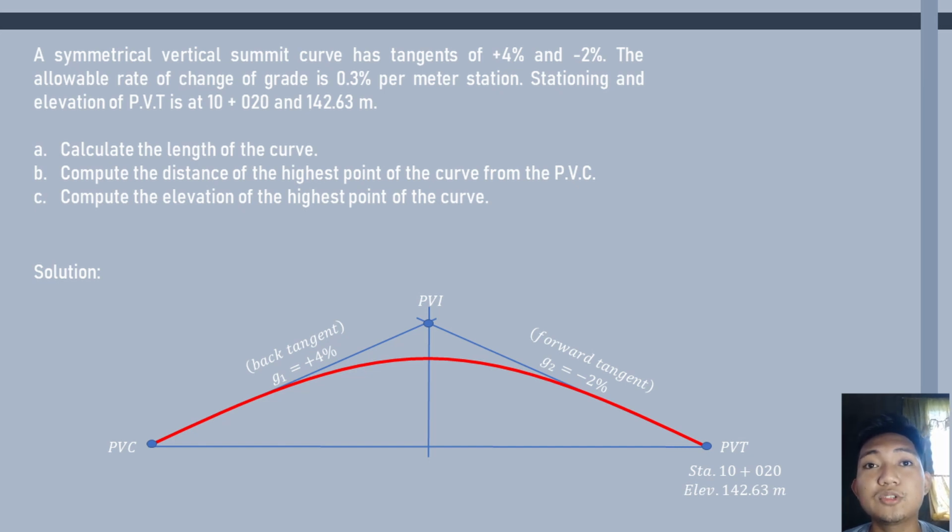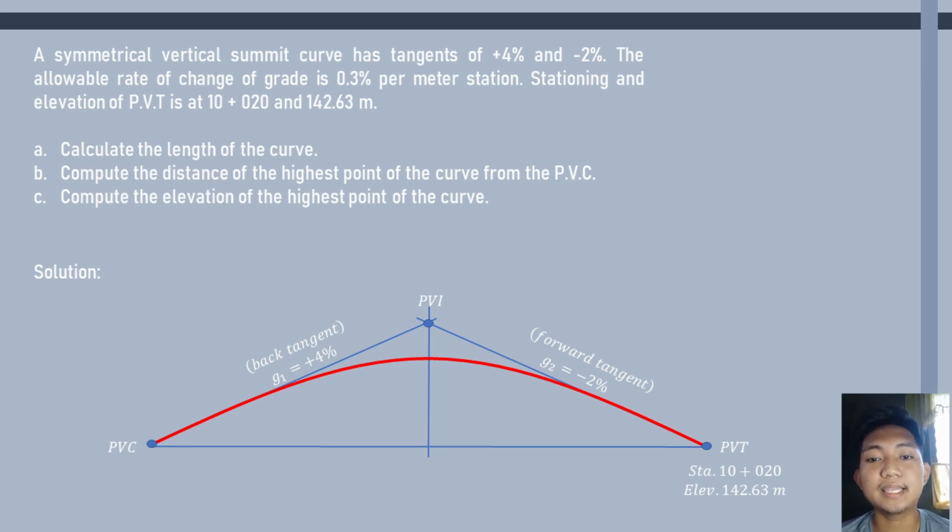First, for letter A, calculate the length of the curve. Letter B, compute the distance of the highest point of the curve from the PVC. And lastly, letter C, compute the elevation of the highest point of the curve.